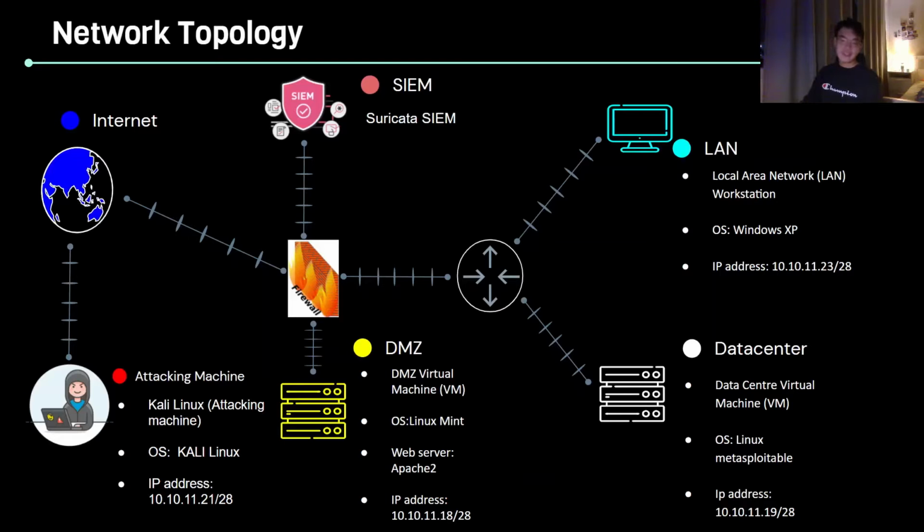So looking at the network topology, we can see our data center server over here, the attacking machine over here, and in the middle we can see the DMZ server. I'll be setting up my SIEM at the DMZ server, but I won't be setting up the firewall at the DMZ server, which is usually the case. Instead, I'll be setting up my firewall at the data center itself, because we won't want to affect the operations for the web server.